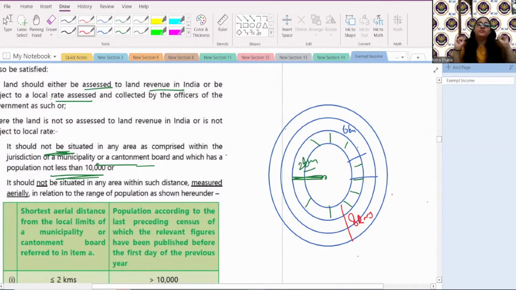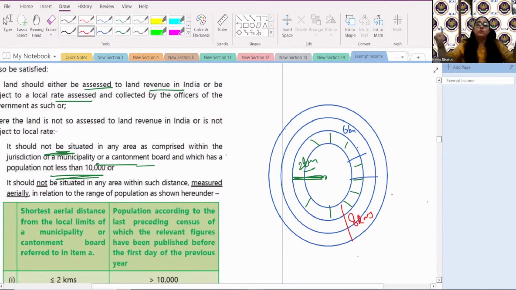It will not qualify as a farm building. कैंटनमेंट का पॉपुलेशन 10,000 से ज्यादा है, तो एक कैंटनमेंट एरिया में जो लैंड है, उसके 2 किलोमीटर की रेंज में whatever land is there, उस पे when farm building comes, it will not qualify as an agricultural income.